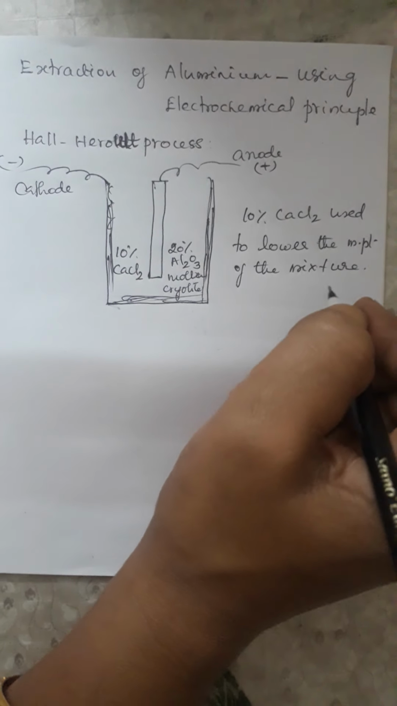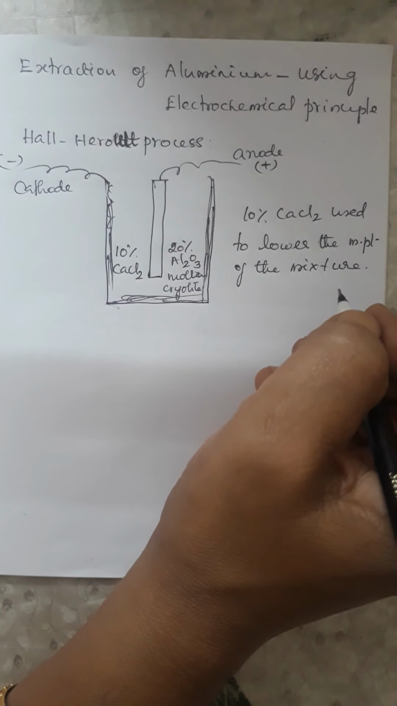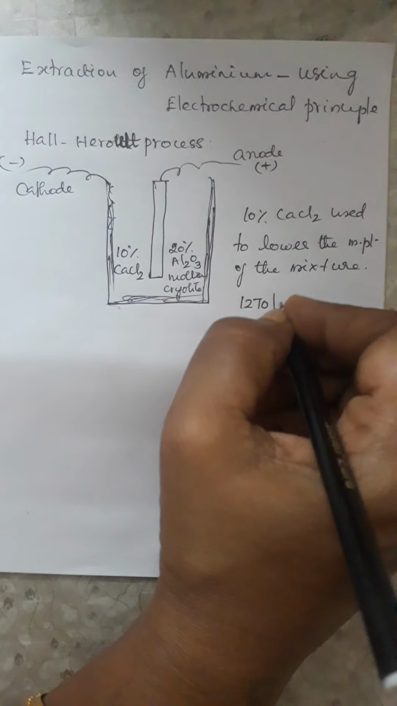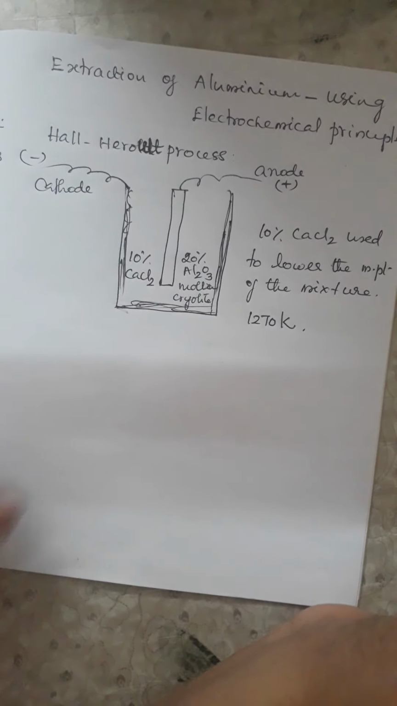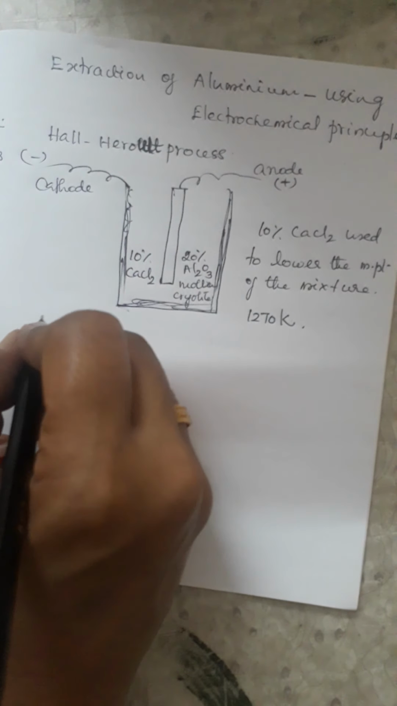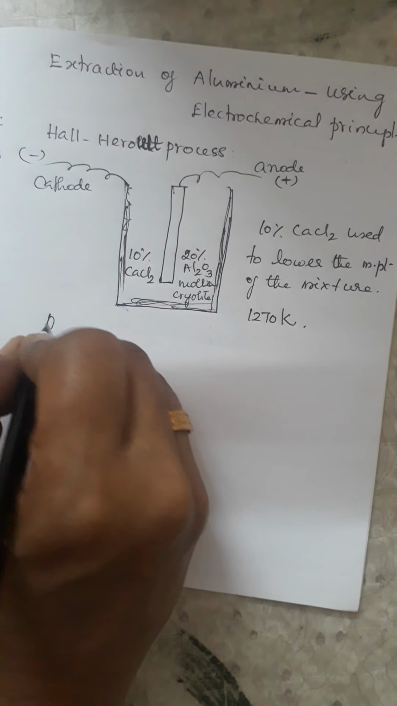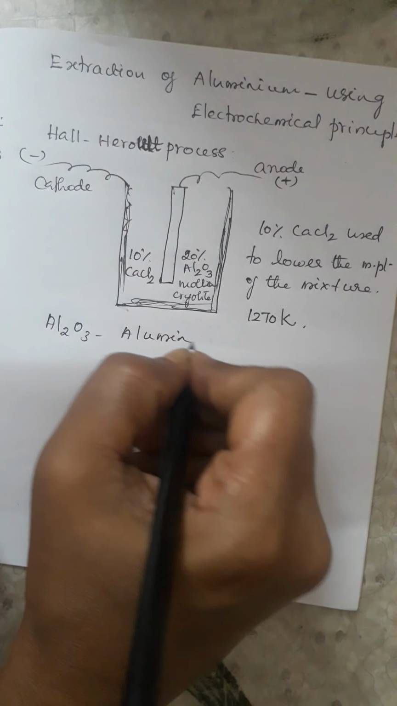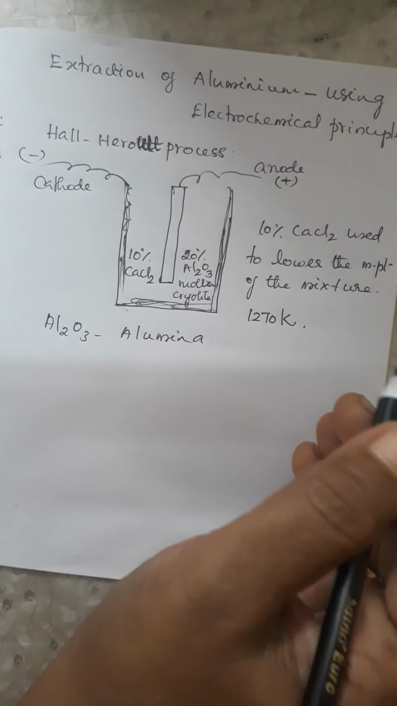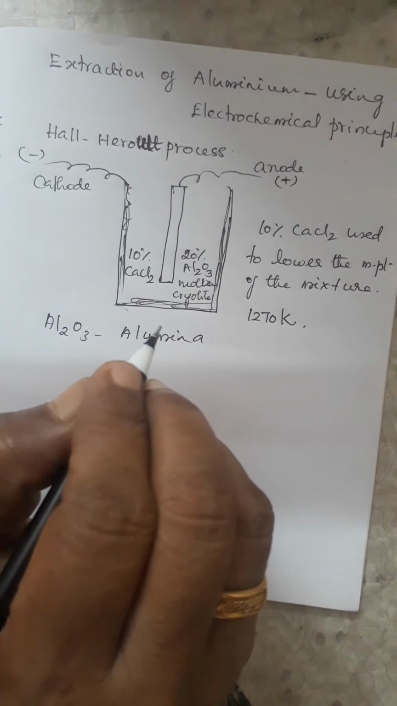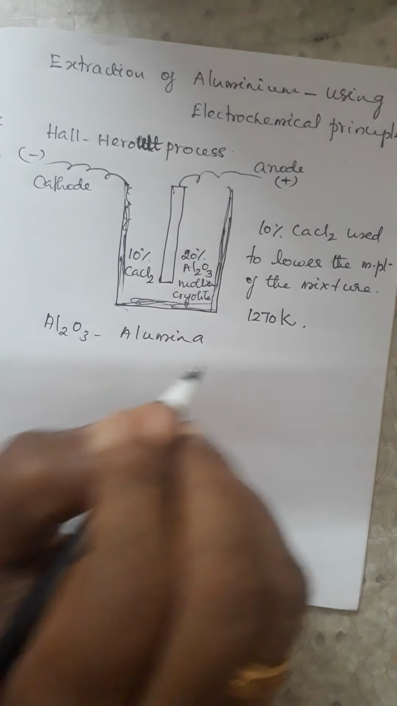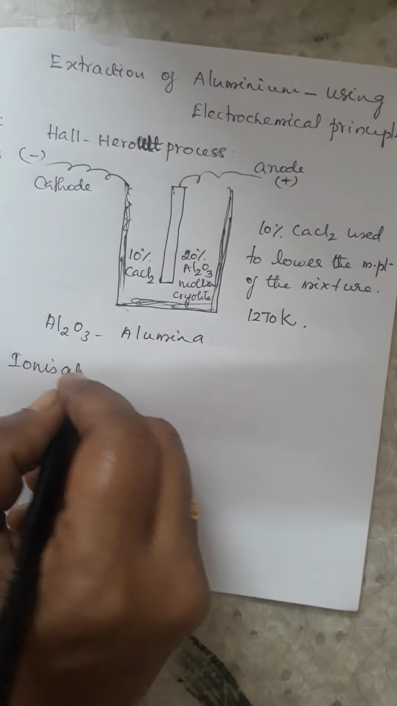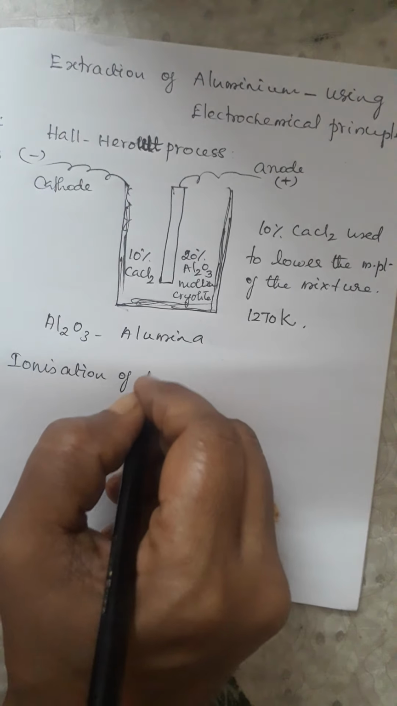And then this fused mixture is maintained at the temperature of about 1270 Kelvin. Now we should know the molecular formula of alumina, that is Al2O3. This is alumina, and the following reactions are taking place in this process. First one, ionization of alumina.